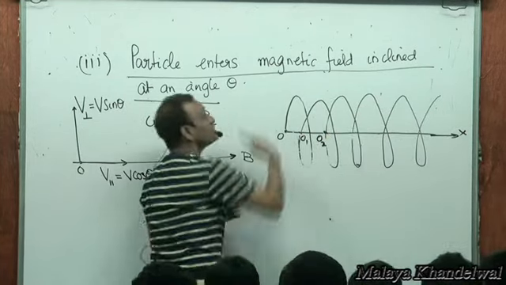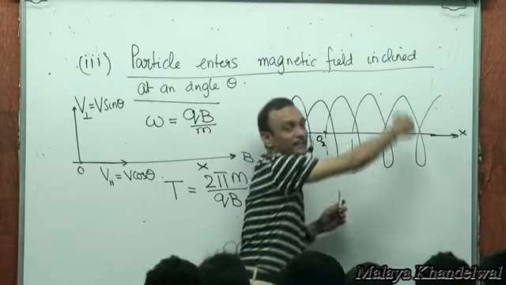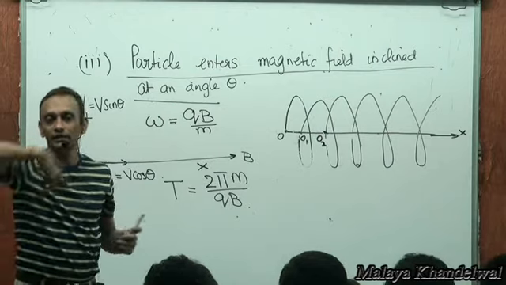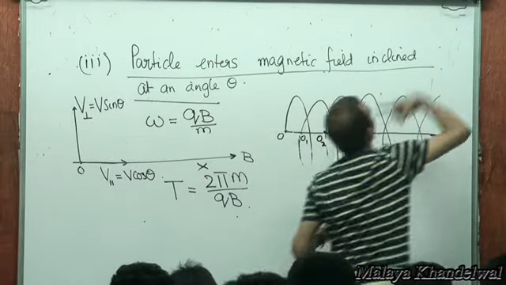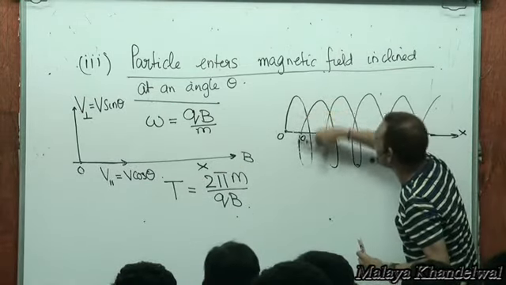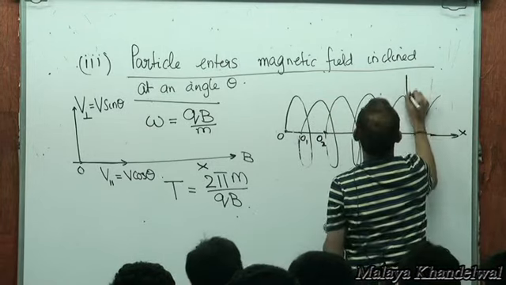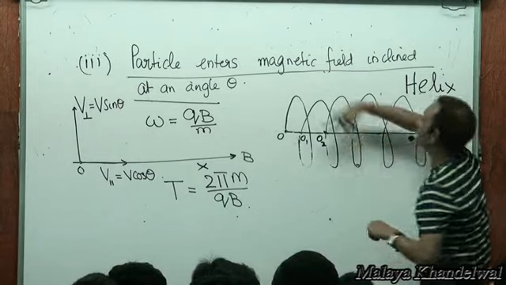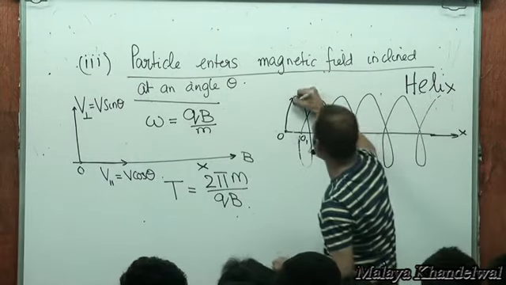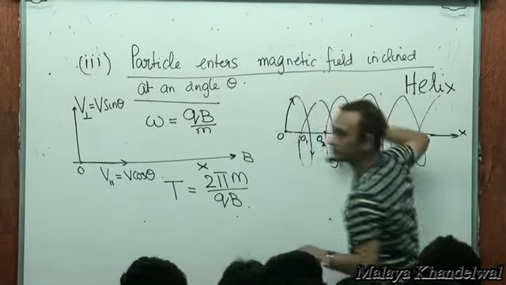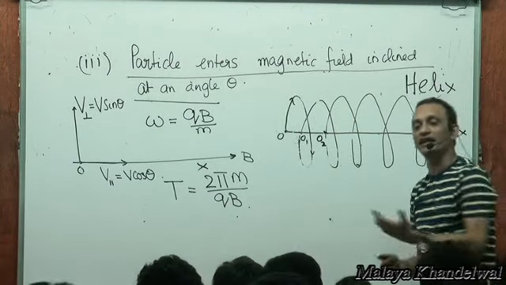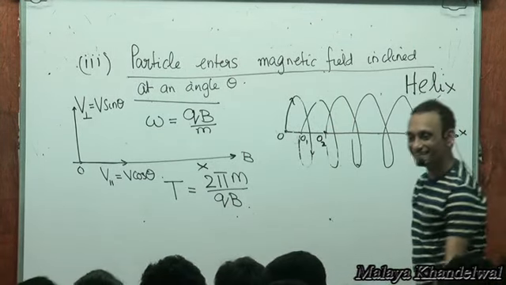Pitch of the helix. This portion is called the helix. This trajectory is called the helix, where it's circular, but the circle keeps advancing. These are various strands of the helix. The motion is helical in character. H-E-L-I-C-A-L, not H-E-double-L-I-C-A-L.